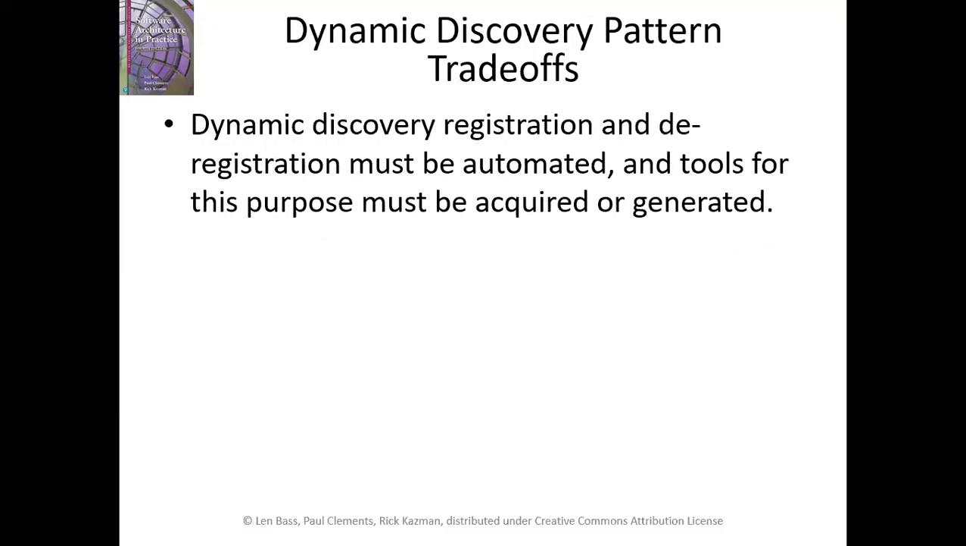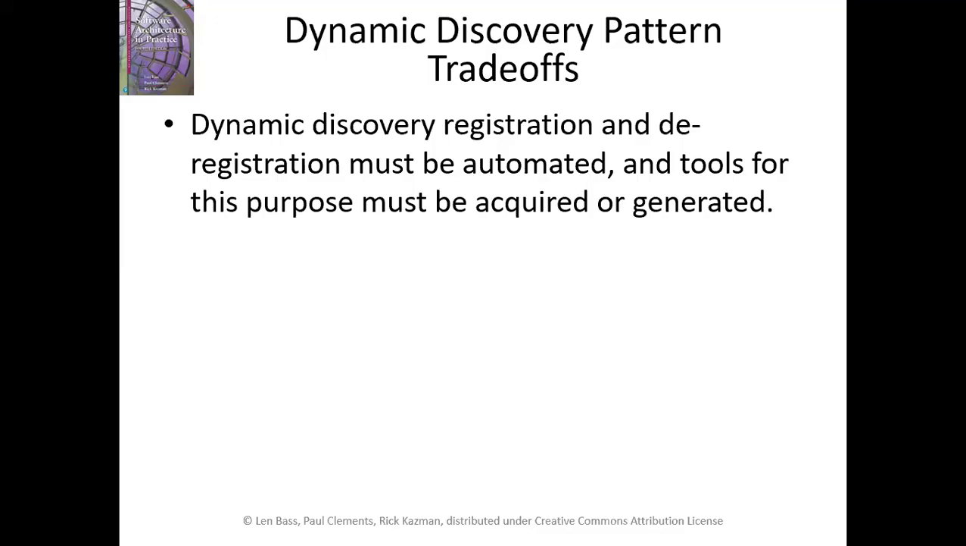Dynamic discovery registration and deregistration must be automated, and tools for this purpose must be either acquired or generated or built. So with this, we are saying that since we want to use dynamic discovery, every component should be able to announce its service. As long as the components announce their service, then we will be able to find them dynamically. So it means that there must be some sort of registration. There must be a registrar that gets information of services and receives the service they provide in order to advertise it. This is important. Without this, the entire structure of dynamic discovery will not work.